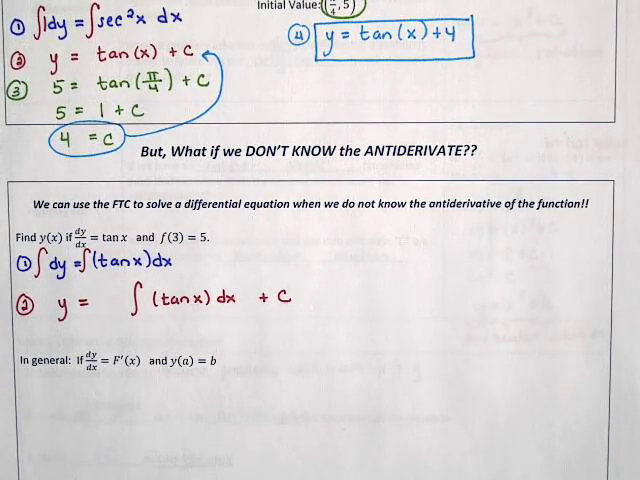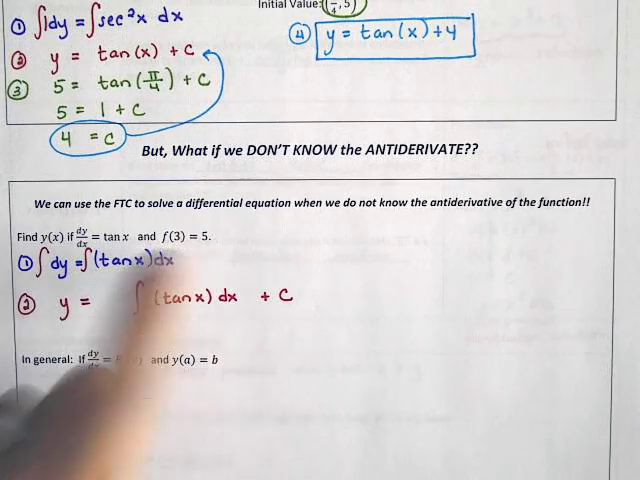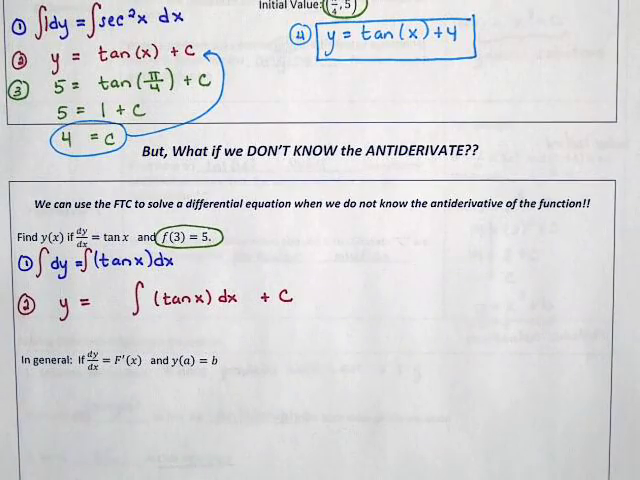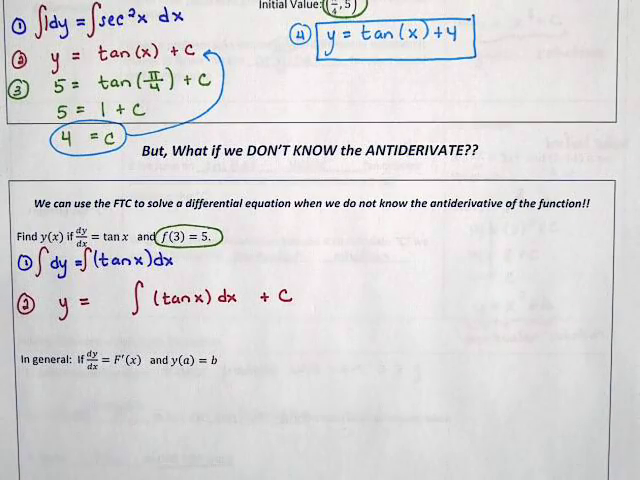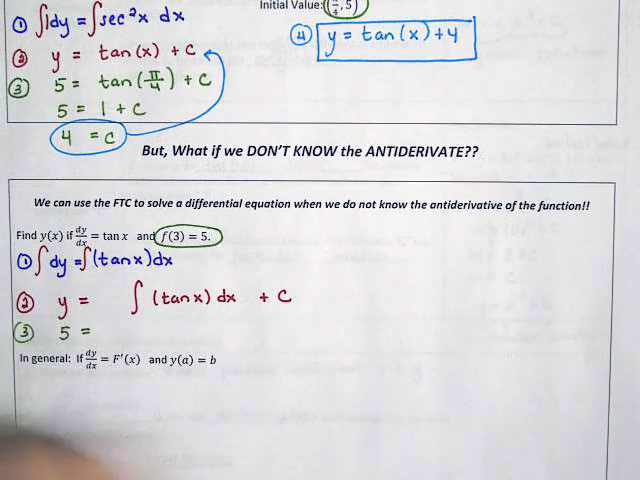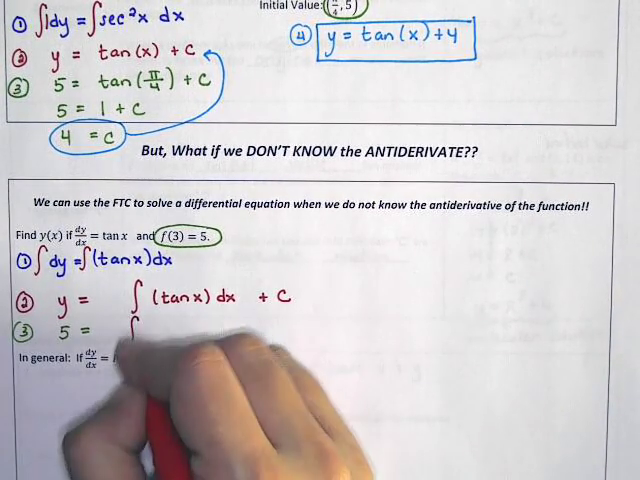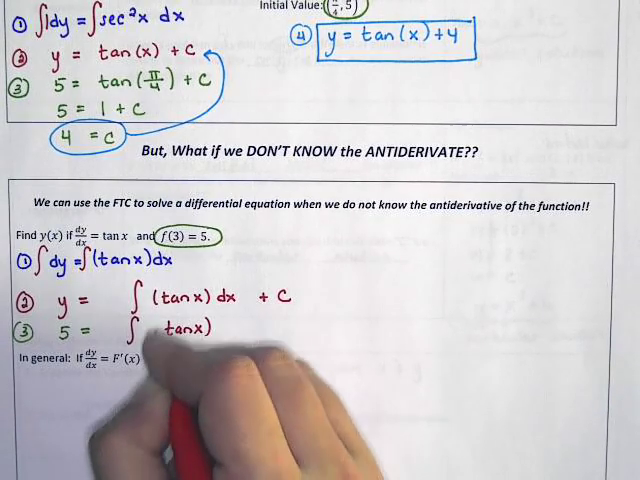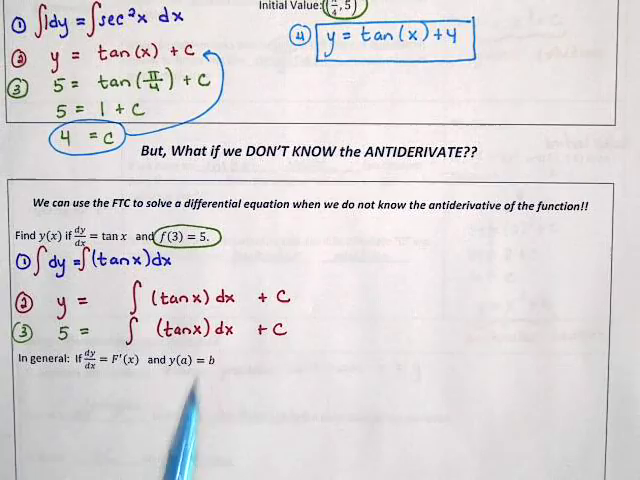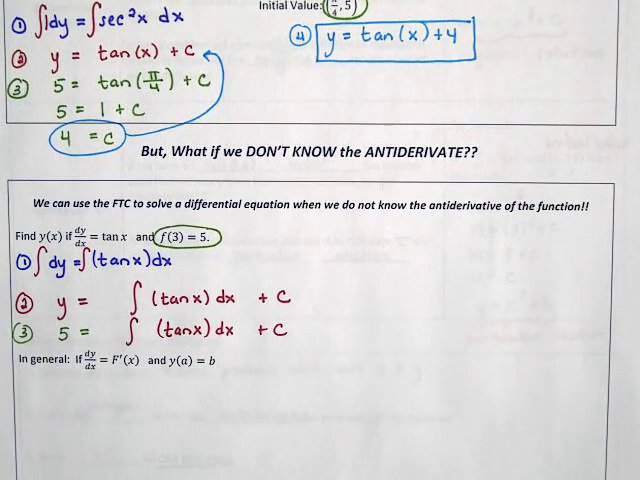But now I have to try to figure out a way to make it satisfy this initial condition. So if I want to make it satisfy this initial condition, I know that when I plug in 3, I get 5. Well, 5 is the y value. And I'm going to have the integral of tangent of x dx plus c. And here's how we make this happen. This is sort of the trick you have to use. I don't know how to compute this integral, but I know that when I plug in 3, I want to make the answer be 5.